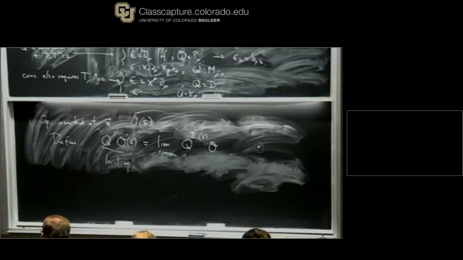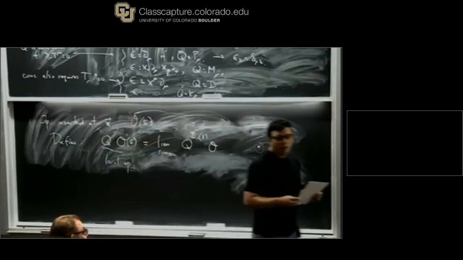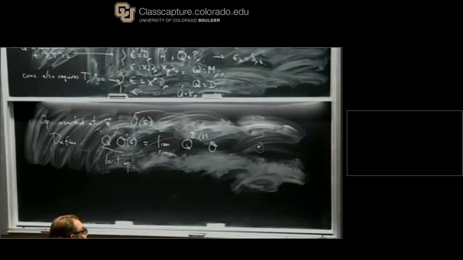Yeah? Euclidean setting. Exactly. Conservation is equivalent to this operator being topological. So if the theory has global symmetries, it has some topological, codimension one operators that can be used to measure the various charges. Okay?